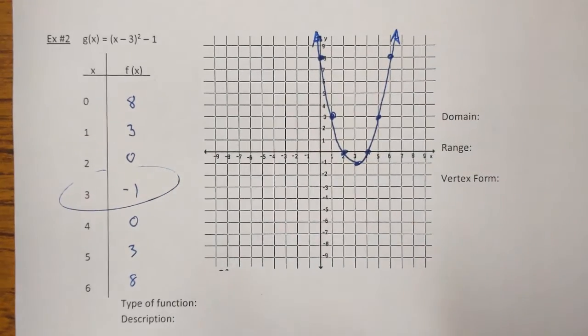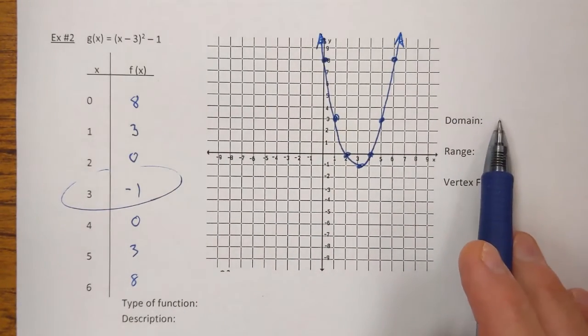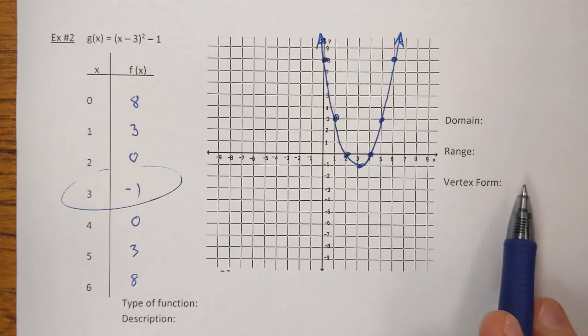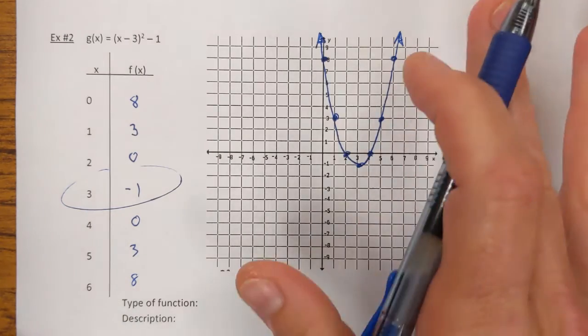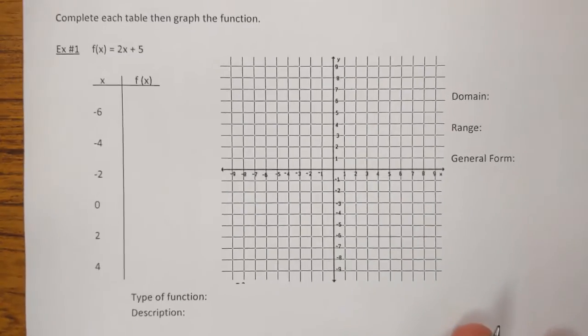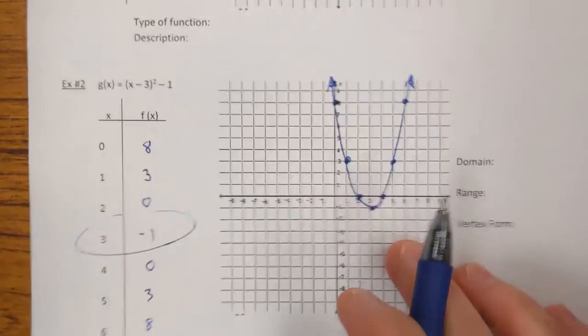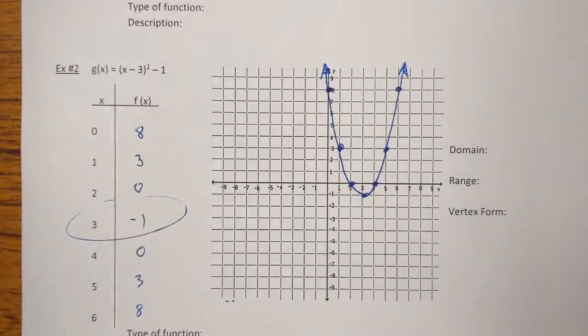points make. Now, for right now, I don't want you to worry about filling in. You don't need to worry about the domain, the range, the vertex form, the name of the function, the description. We'll fill that out in a little bit. Right now, just try completing these tables on this worksheet. Okay, and I know it continues.